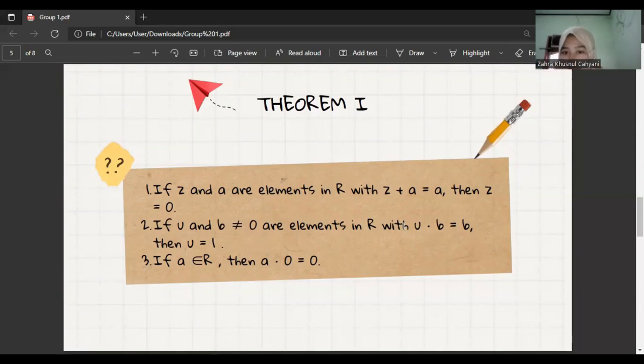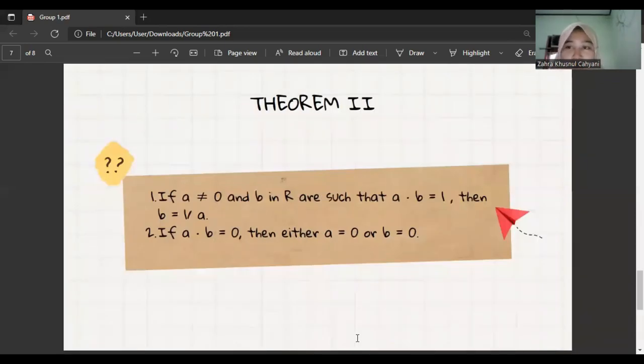are elements in R with U times B equals B, then U equals 1. And for the last theorem, if A is an element of R, then A times 0 equals 0. And then we move to the next theorem. The second theorem, we have 2 theorems.